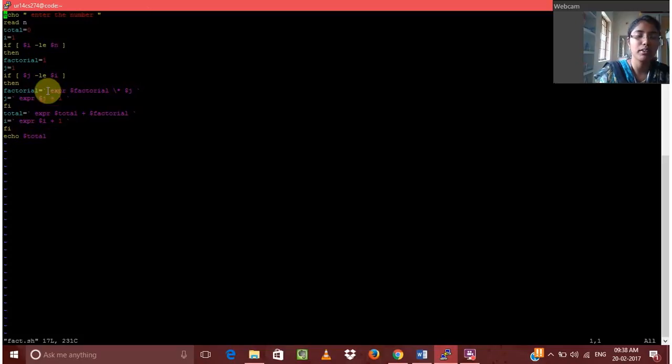So what this does is keep adding 1 factorial plus 2 factorial plus 3 factorial up to n factorial, and it stores the result in total.